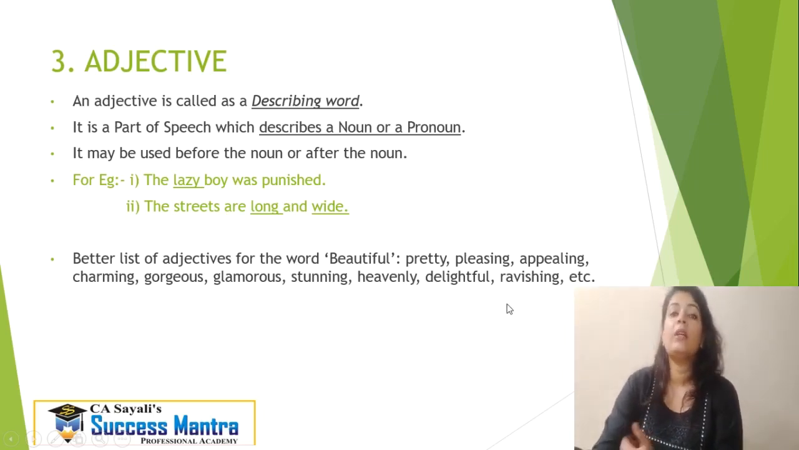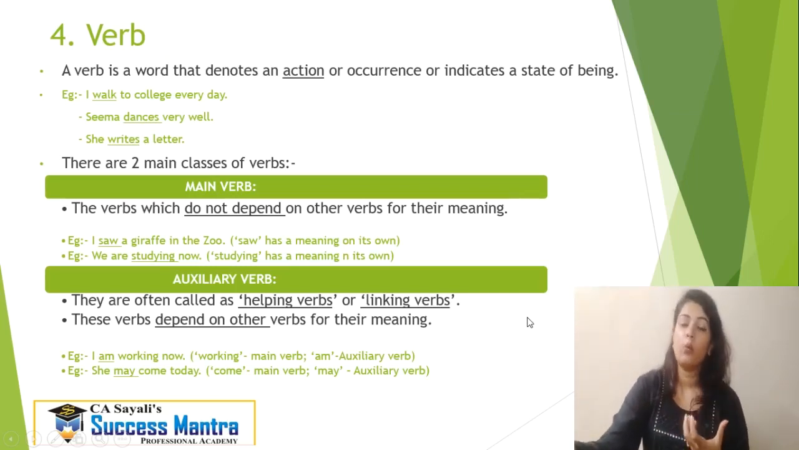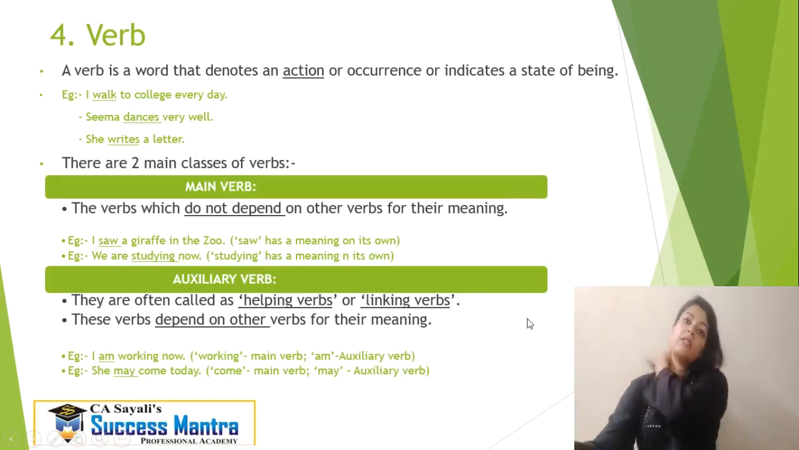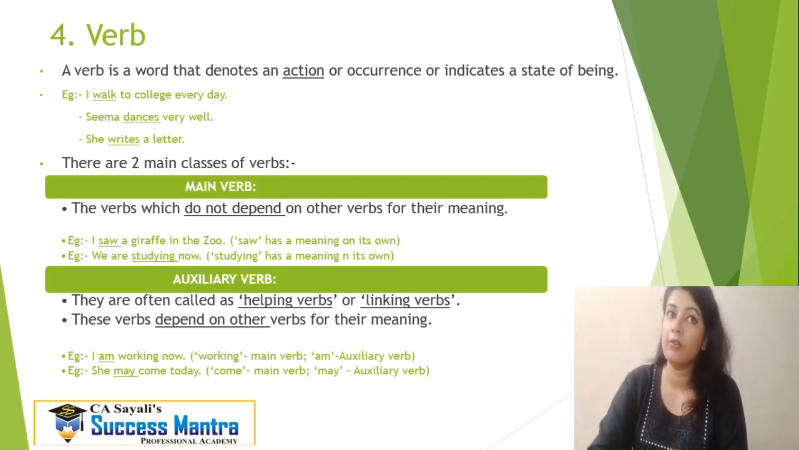Coming to our next part of speech, that is a verb. Now what is a verb? Verb is called an action word. Something which denotes an action or a state of being is known as a verb. For example, here we have written that I walk to college every day. So walk is something which determines an action and thereby we call it a verb.